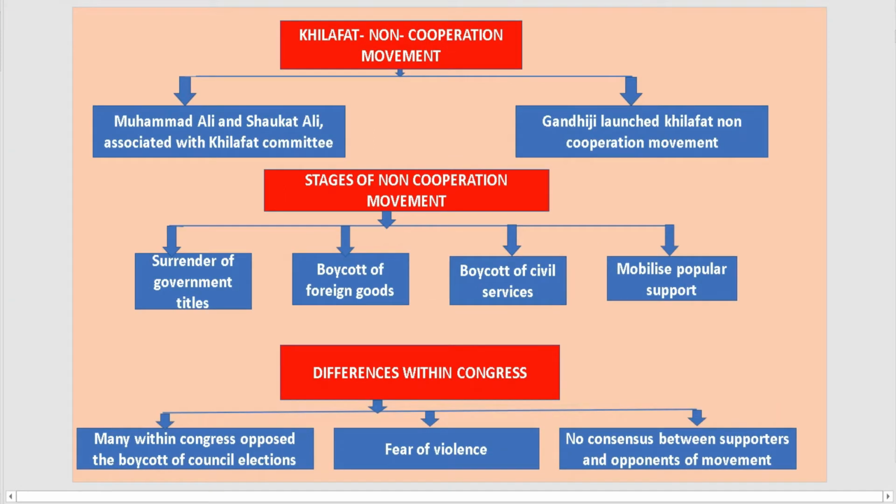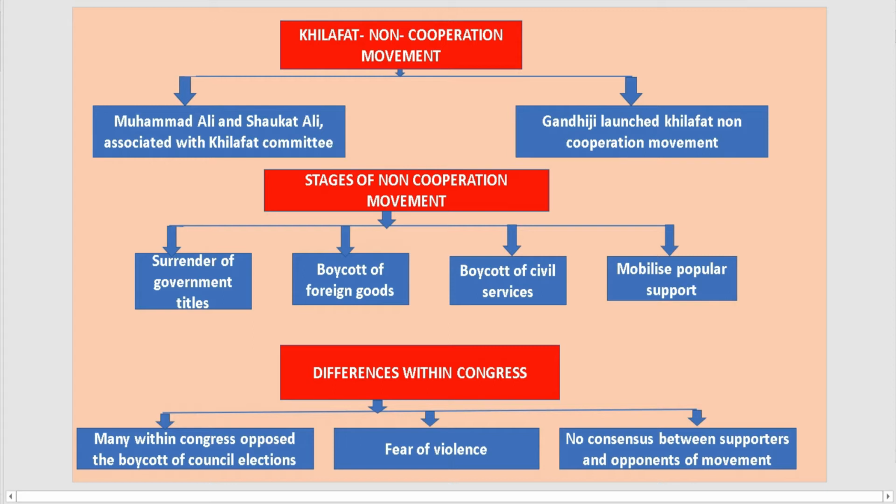After that, the Khilafat non-cooperation movement was started in the country. The Khilafat movement was started by the 2 Ali brothers, Muhammad Ali and Shaukat Ali, associated with the Khilafat Committee. Even Gandhiji launched the Khilafat and non-cooperation movement together. After that, move to the next main heading, the stages of the non-cooperation movement. Under this, first of all, in different places people showed their anger and how they supported Gandhiji in his non-cooperation movement.